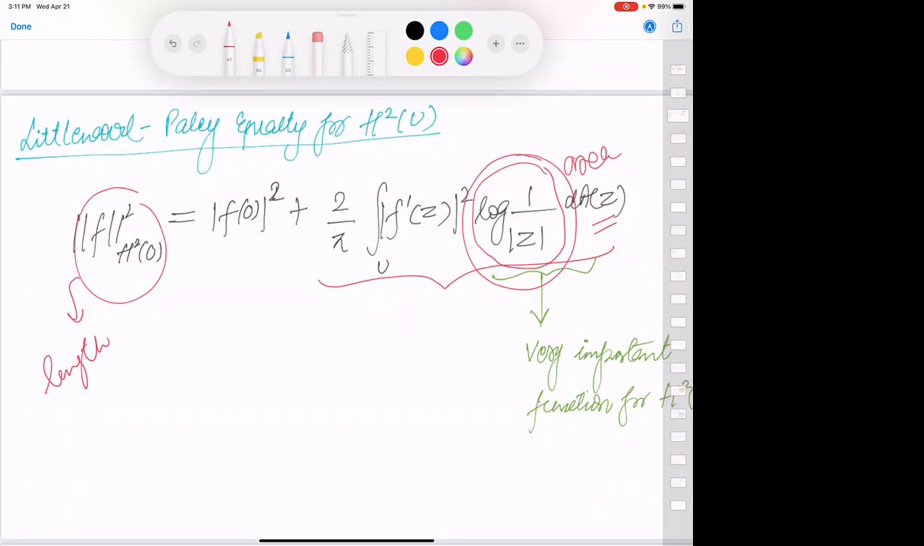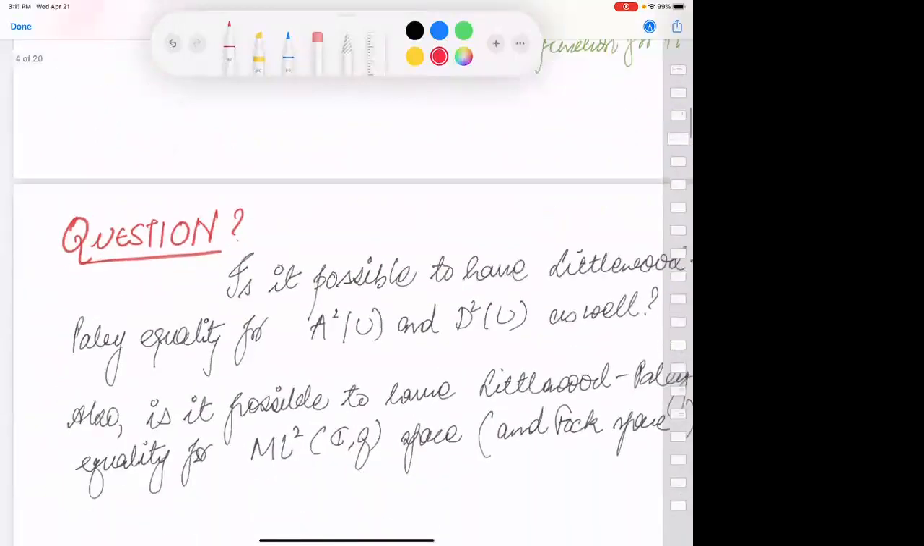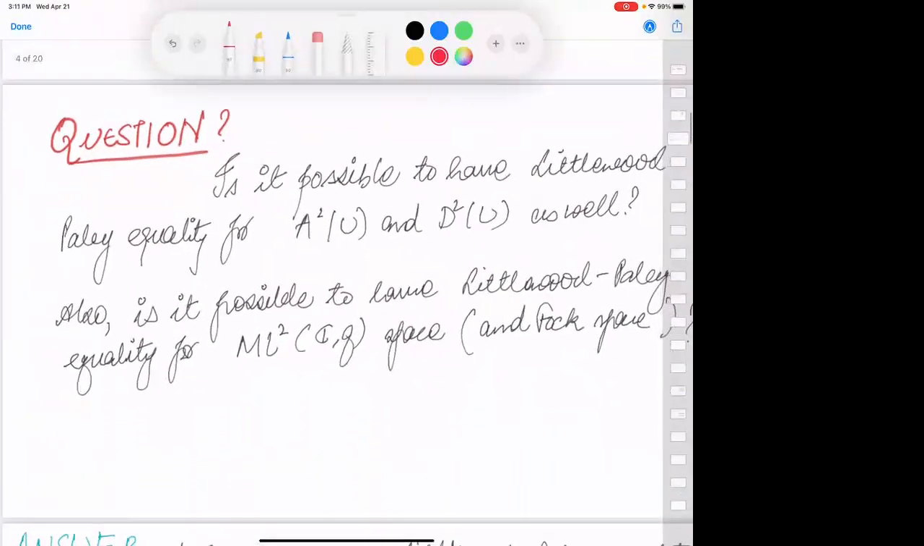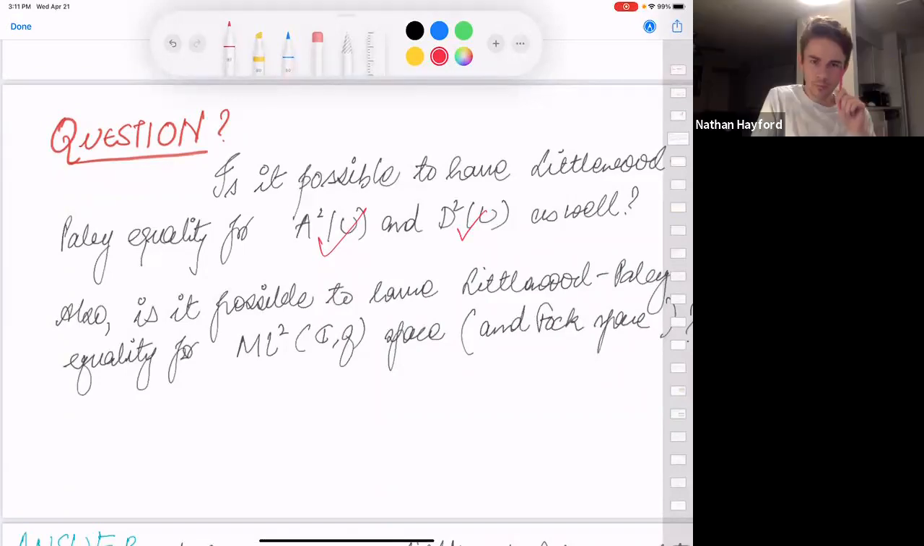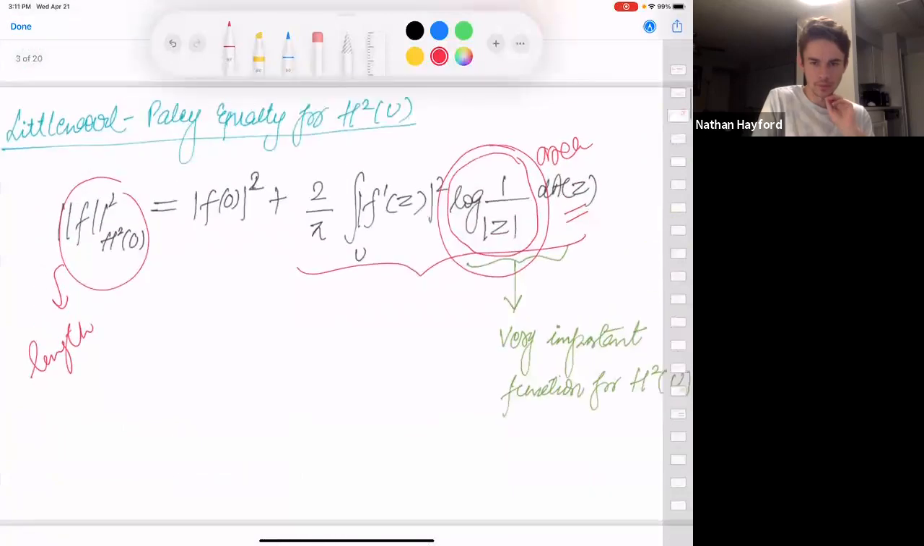So now the question is, is it possible to produce this type of equality for Bergman space or maybe for Dirichlet space? And if it is possible, do we know about it? Is there something already on the internet? Has someone already done this for Bergman or for Dirichlet? So is it possible to have a Littlewood-Paley equality? What do you mean by that?